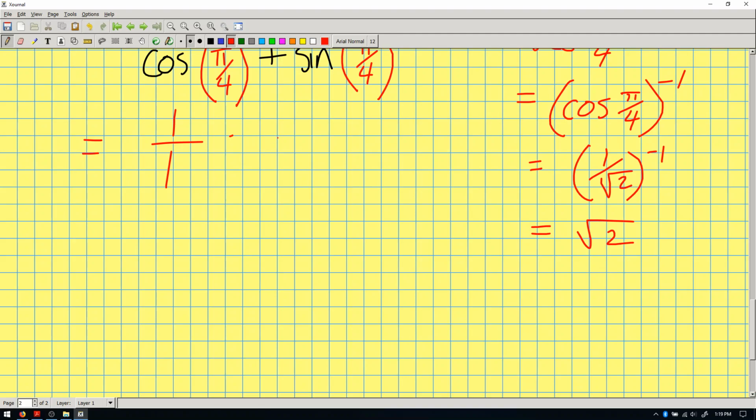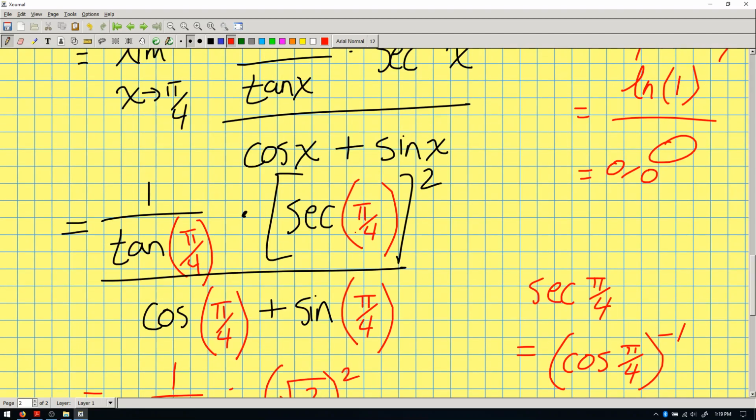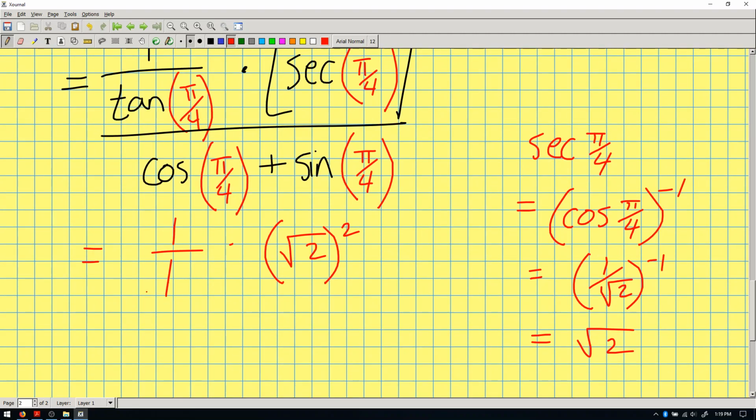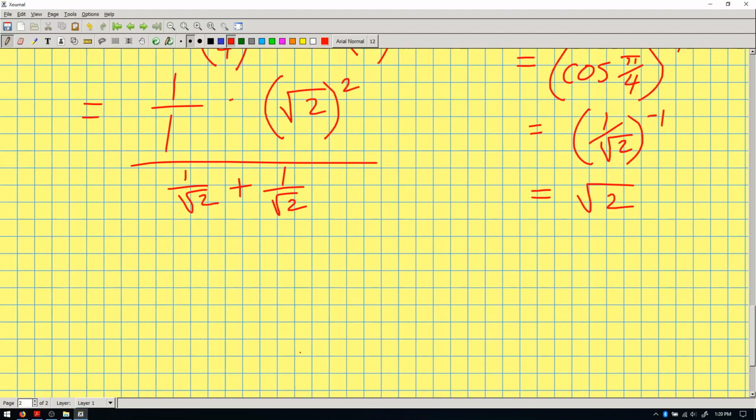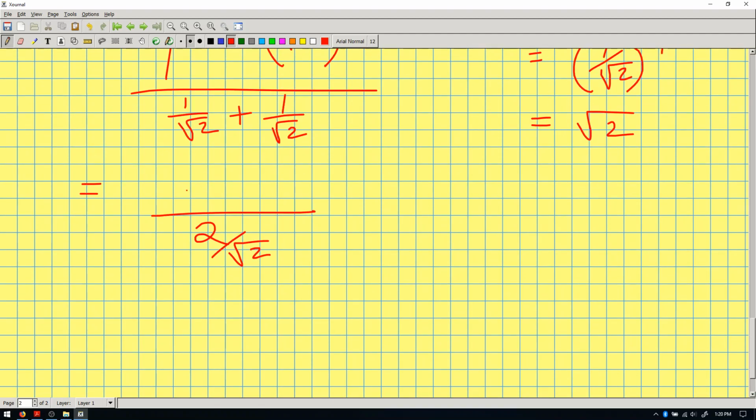So really, secant pi over 4 is root 2, and what I have to do is square that according to this example. On the bottom, I get 1 over root 2 plus 1 over root 2, and I'm adding those together, and I end up getting 2 over root 2. And on the top, I end up getting root 2 squared, right?